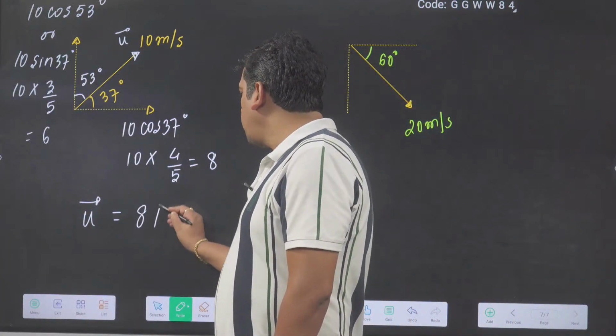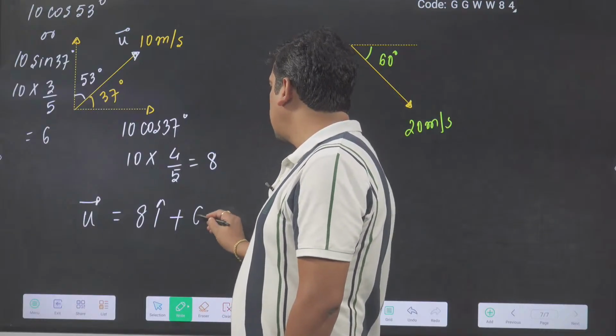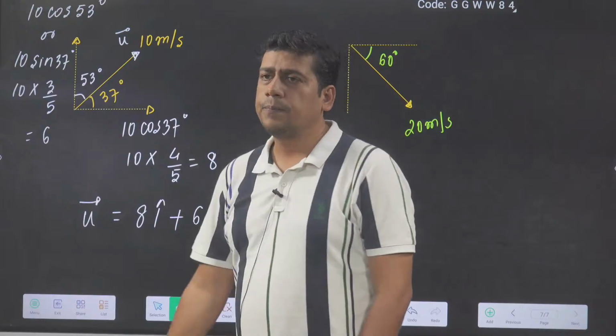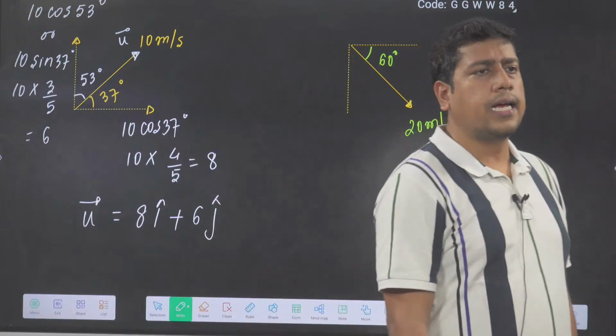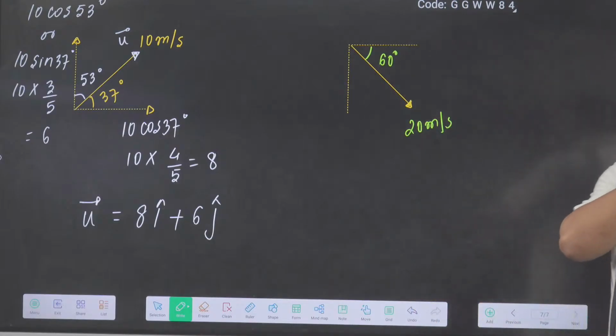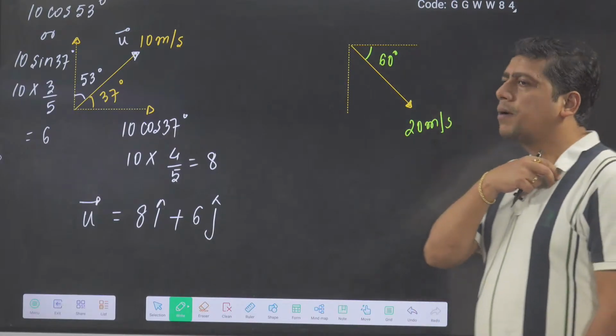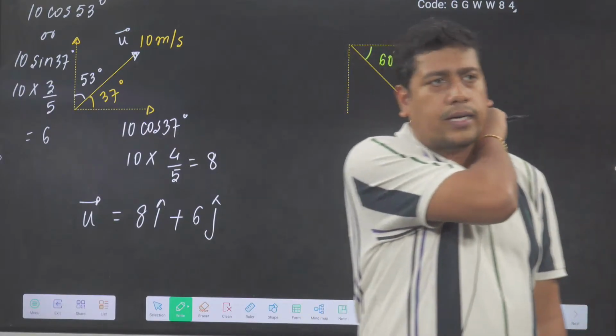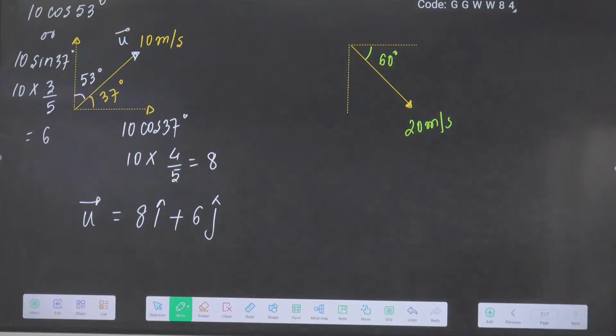Yes, x component is 8 and y component is 6. So it is 8 i cap plus 6 j cap. Very good. Can you do the same thing here? Write that in vector form, i cap and j cap.